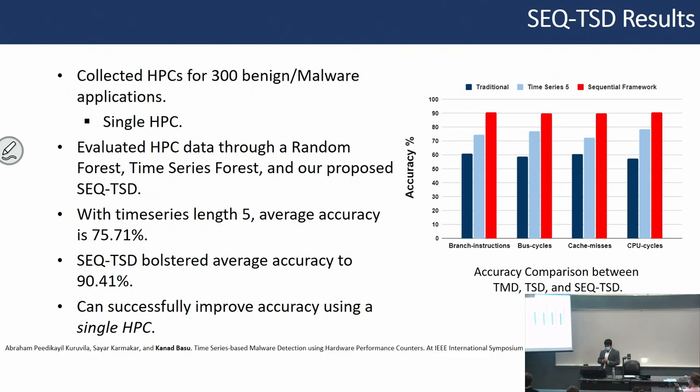This paper has been accepted in HOST this year, and it will be presented at HOST sometime later this year, in December, I believe. But this is the whole idea: if you use a time series-based, sequential method, you can detect malware with limited capabilities and with higher accuracy, okay?